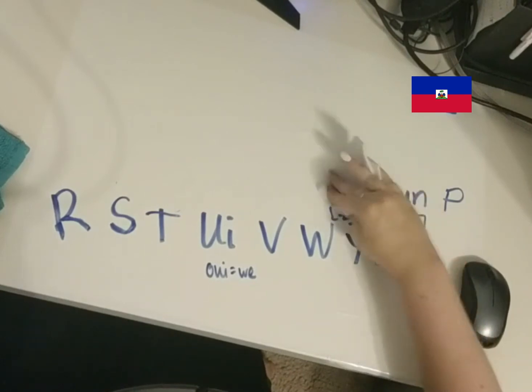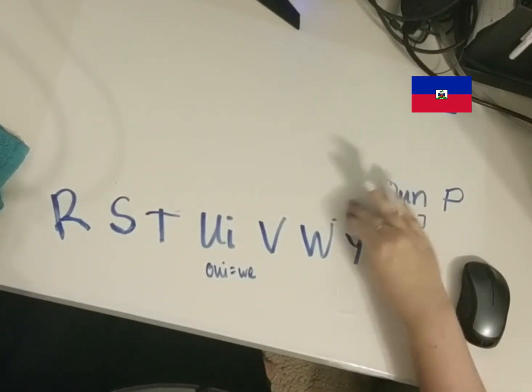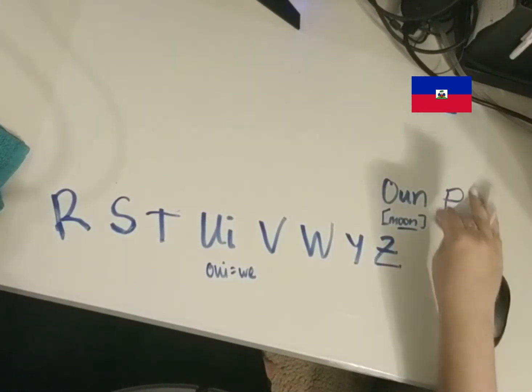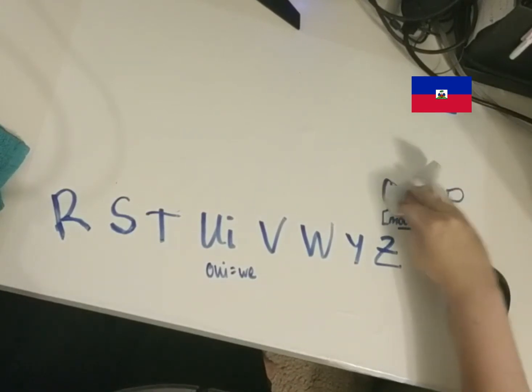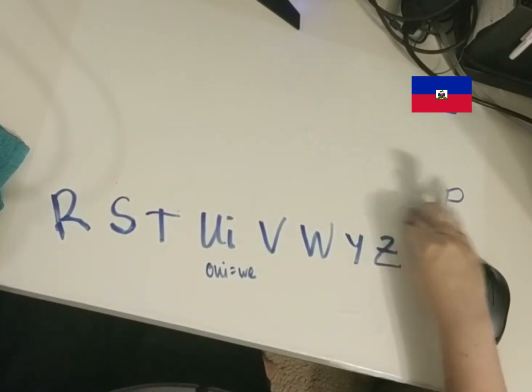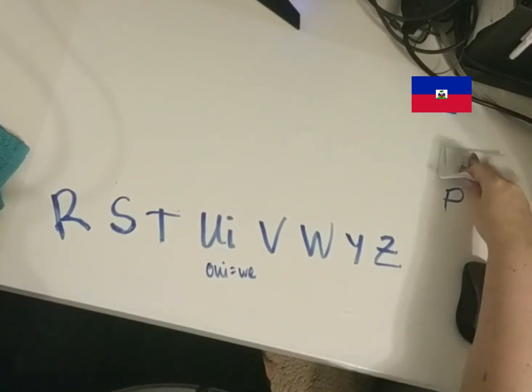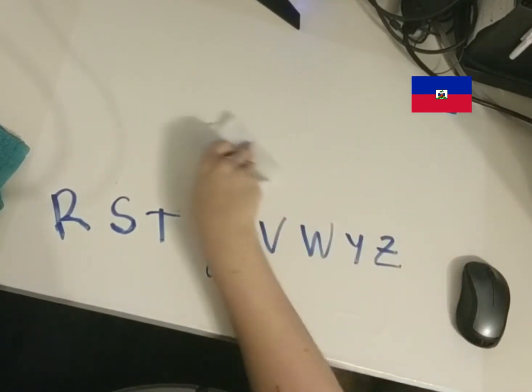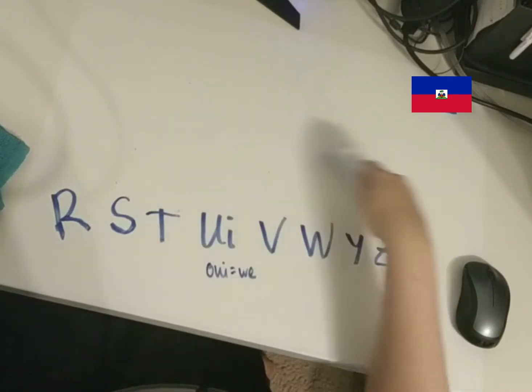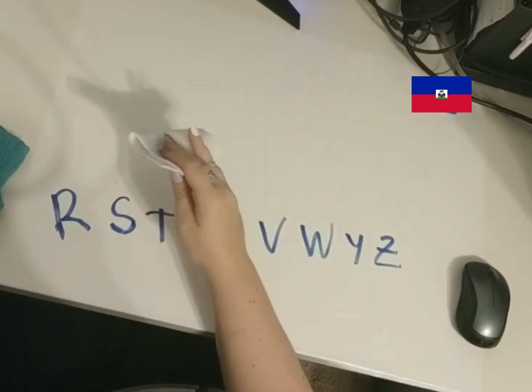Ooh. Ooh sound. Un. This is my favorite letter. Un. P. P sound. Ready? Here comes the R. R's are always weird in every single language. Use the back of your throat.